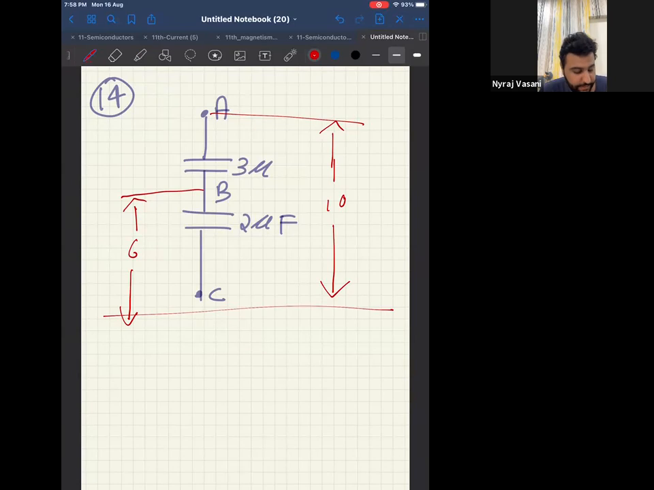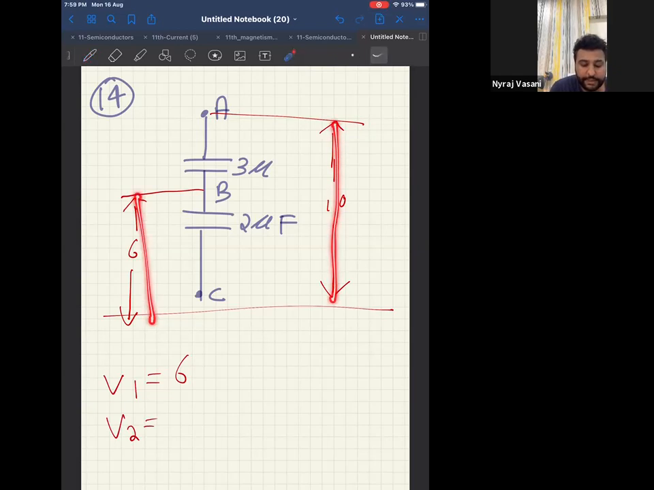I've made the diagram simpler for you. Now, can I say the potential across the first capacitor? Please look at the screen. Potential across the first capacitor will be 6, and potential across the second capacitor, look at this. This whole is 10. This is 6. Therefore, the potential remaining between 10 and 6 will only be 4.